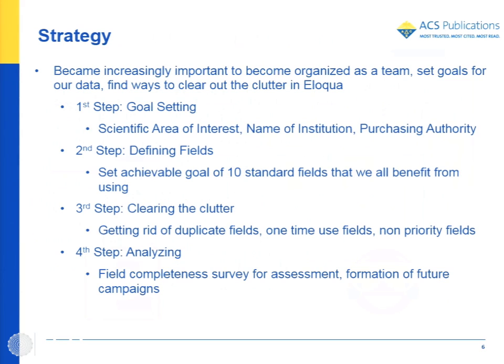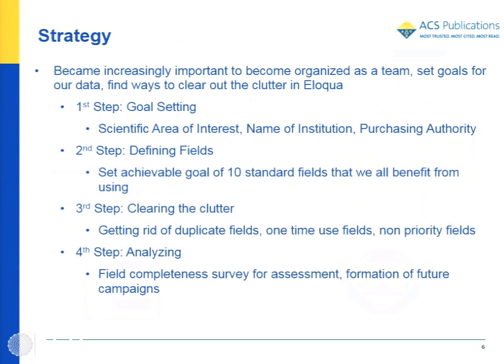So we set up those goals for ourselves, and knowing then what was important, we were able to slice and dice those 150 fields and narrow it down to 10 fields that we all felt were very important for us to move forward as a business and an organization. And of course, those CCC fields went right out the door. So the third step was clearing the clutter, getting rid of all those one-time use fields or the duplicates, the non-priority fields. And then the 4th step was analyzing those 10 fields to find out, of those 10 fields, how much of that data is complete.